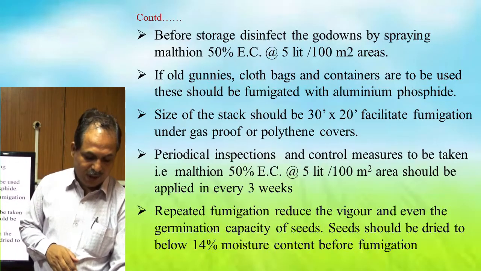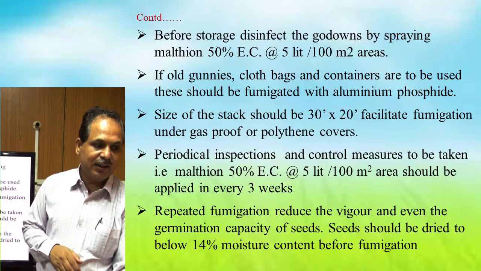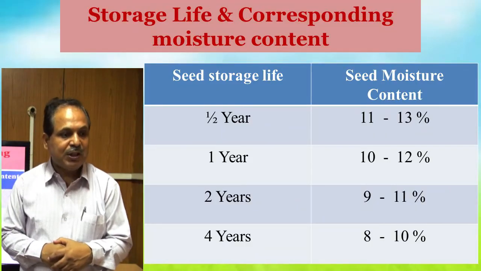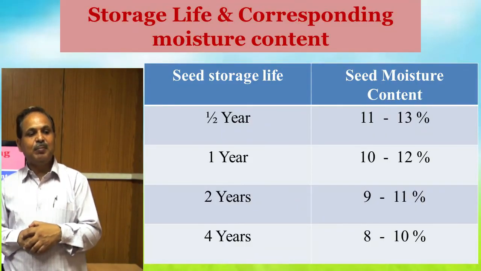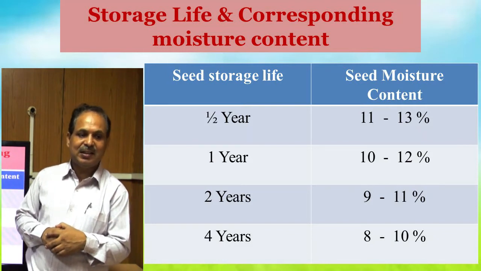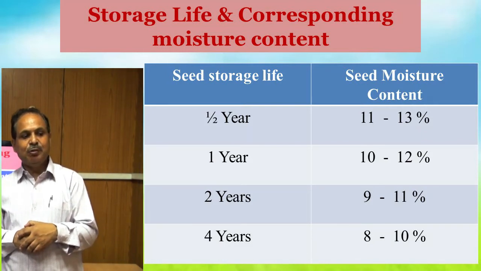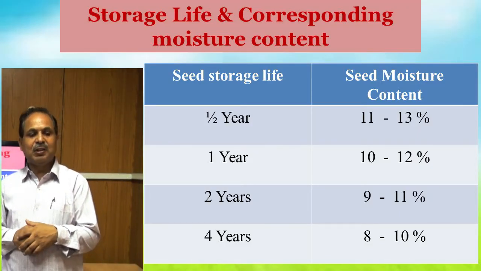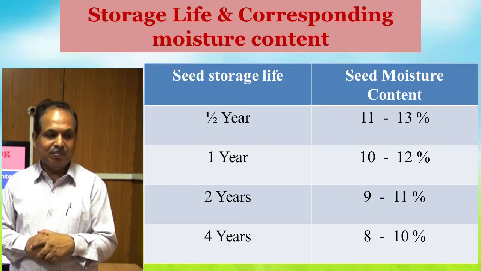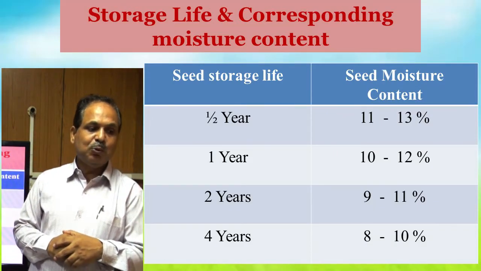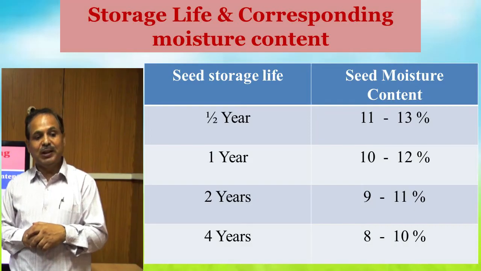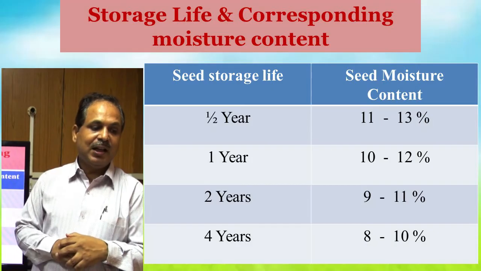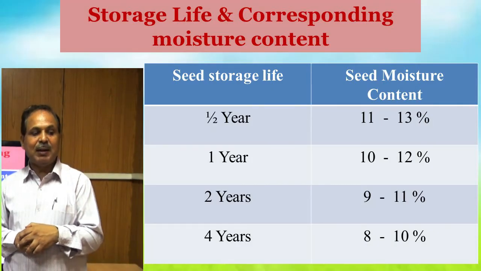So these are some of the points which must be followed for proper sanitation of the warehouses. The storage life and the corresponding moisture content are presented in this slide. We can see here that if we have to store the seed for 6 years, then 11 to 13% moisture content may be present. But if we have to store the seed for 2 years, then 9 to 11% moisture should be there. Otherwise it may lose viability.